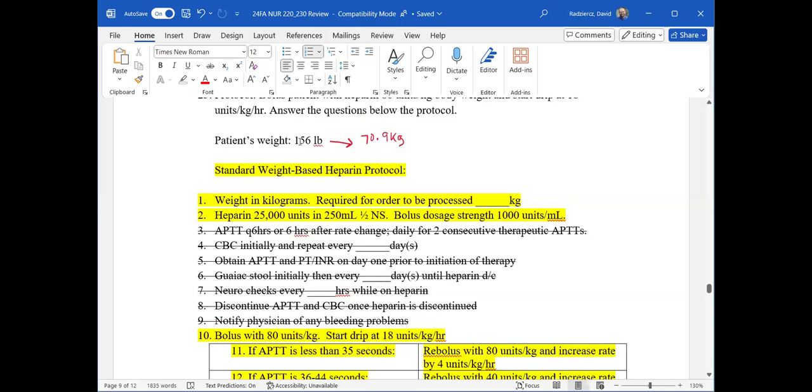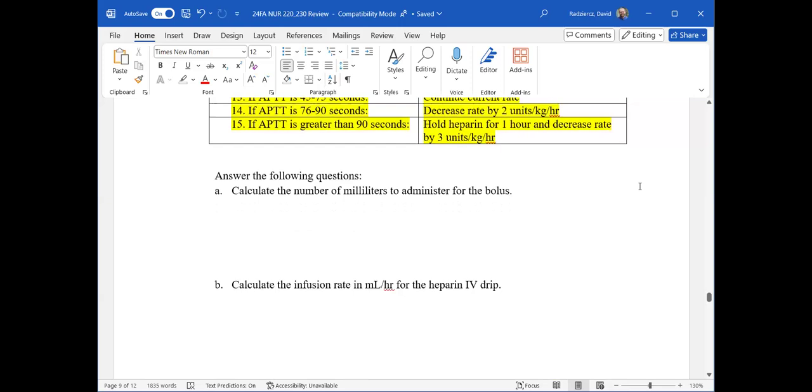So we are given that it's a 156-pound patient, and step one of this heparin protocol is to convert the patient's weight in pounds to kilograms. I already did that. It's 70.9. So I'm going to write that down for my bolus.